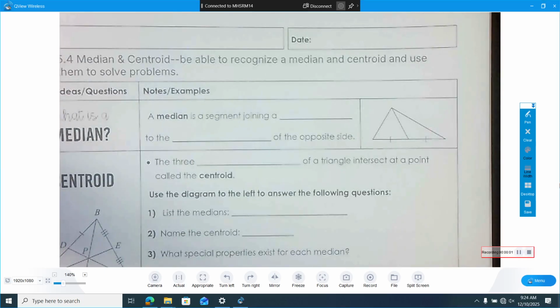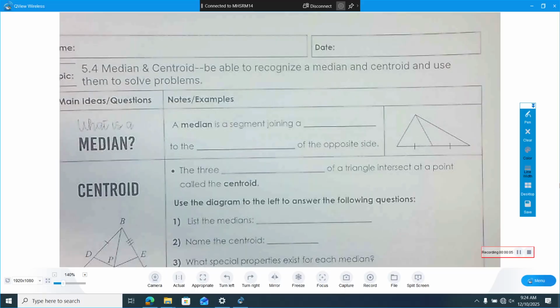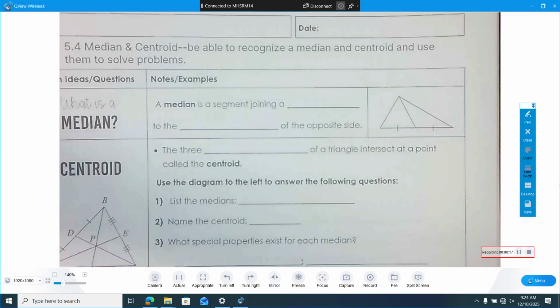Morning. Today we are learning again 2 new vocabulary words. So today we are talking about the median and centroid, which happens to be easy, which is really kind of nice.